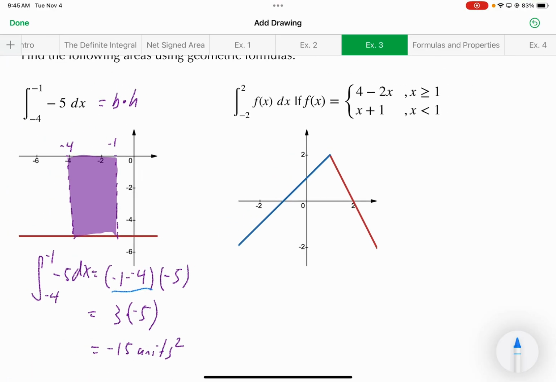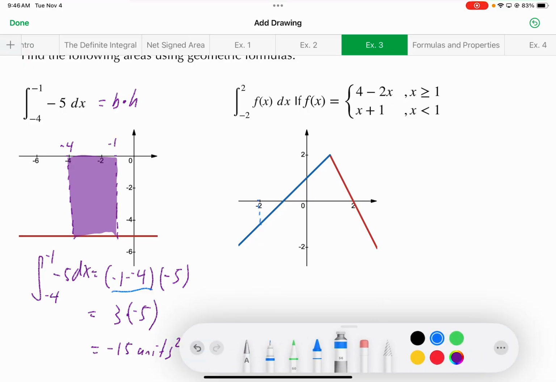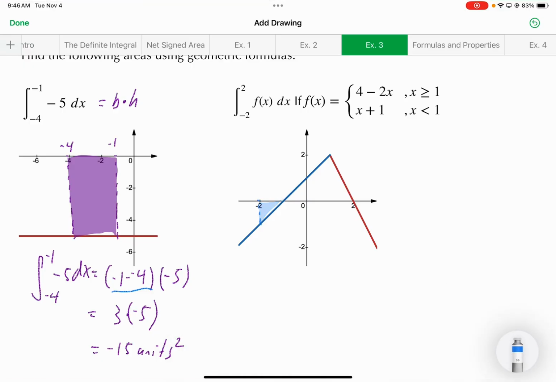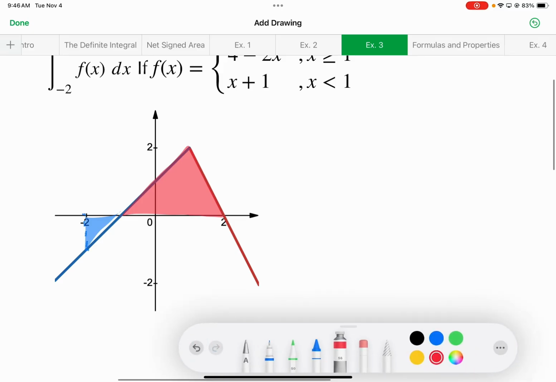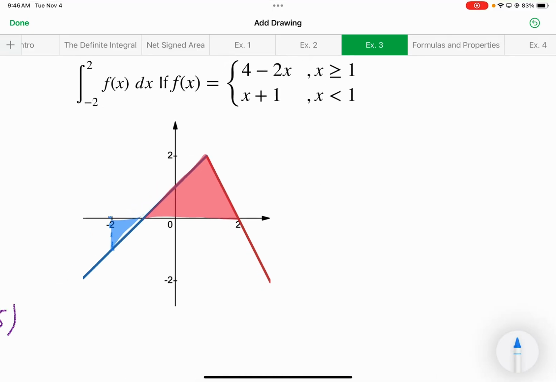All right, -2 to 2. We should break this into 2 intervals, so let's do this triangle, and then this triangle. Let's find the area of each one of those. Then we're going to add together the area of 2 triangles. So area equals 1/2 base times height plus 1/2 base times height.